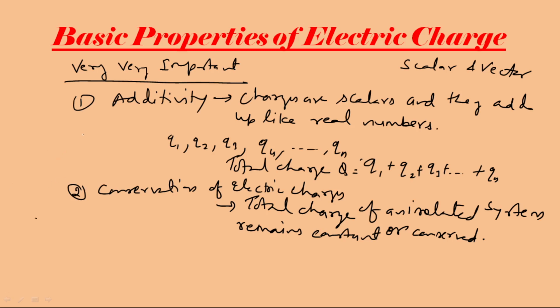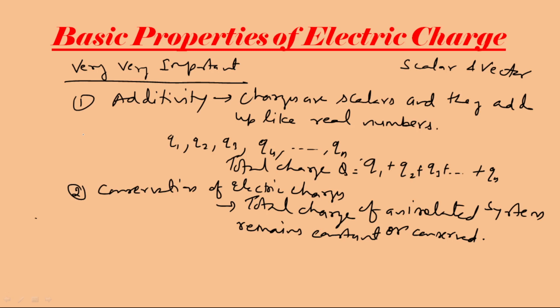Means if some 20 Coulomb charge we are utilizing for producing electricity, and at the input end we are giving 20 Coulomb, at the output end also we will be getting 20 Coulomb.